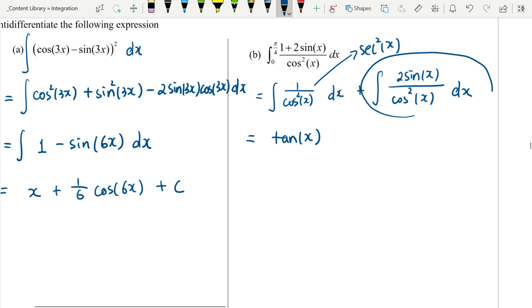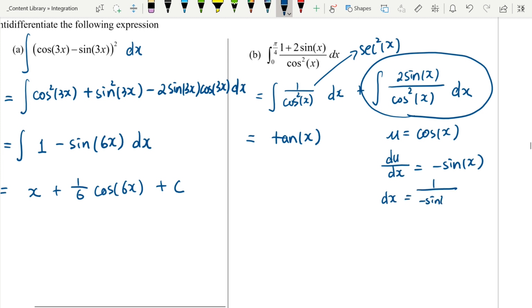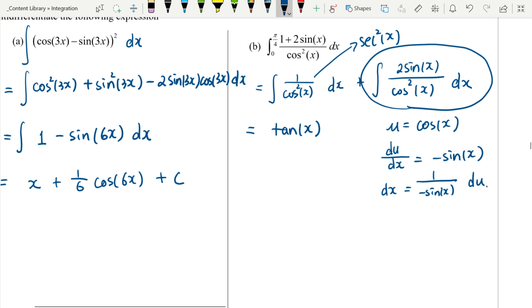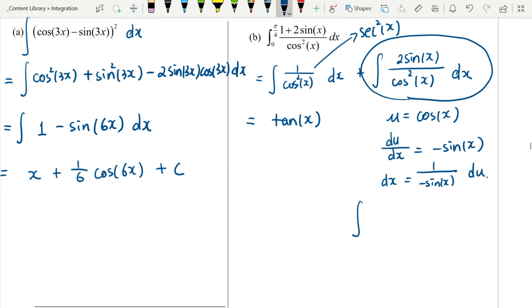What should we do to solve this one? You can do substitution now. So u equals cosine x now, and du/dx equals negative sine x. So dx equals 1 over negative sine x of du. And then what we have now is 2 sine x over u squared times that of du.